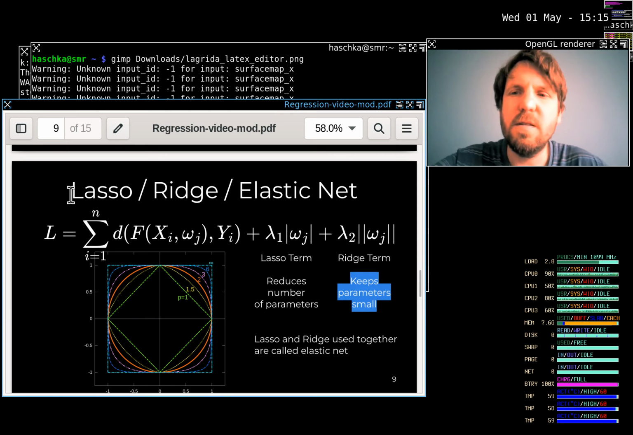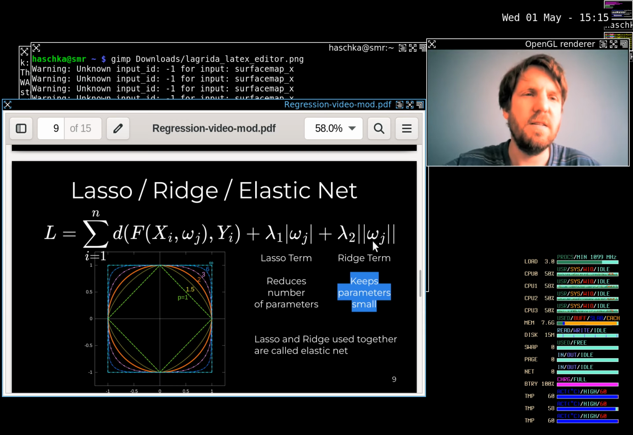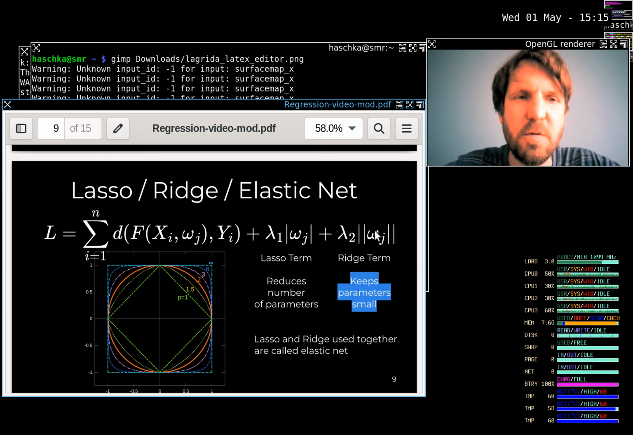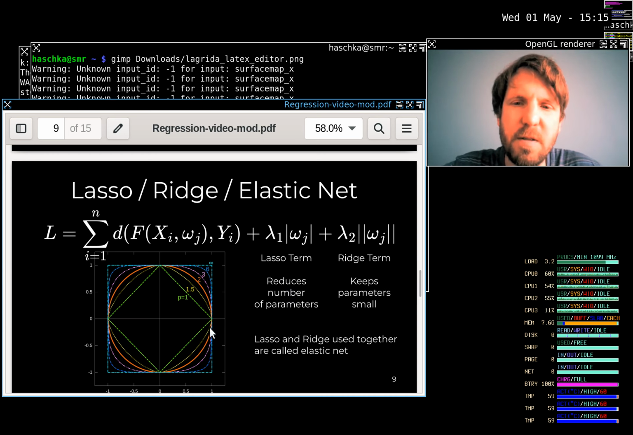In order to avoid this, I can just use a ridge term. With the ridge term, the larger my values get, the more influence they have. With this, I can avoid this kind of problem, this explosion of parameters. The lasso term reduces the number of parameters because it selects only those that really have an influence on the model from the small parameters.